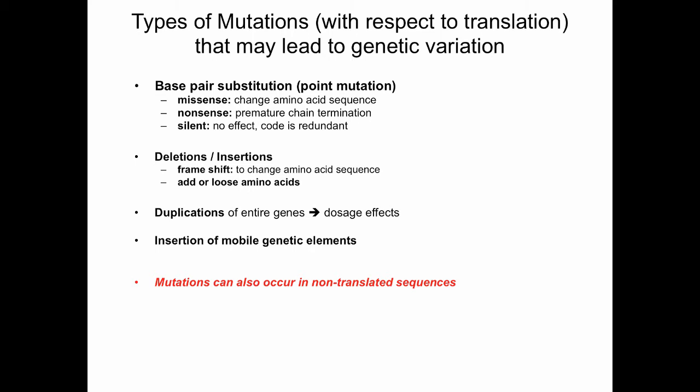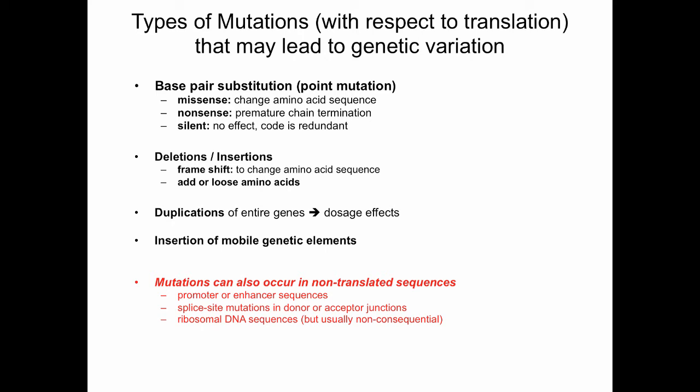You talk about duplications of entire genes, and that might lead to dosage effects. You've of course talked about insertion of mobile genetic elements, and you've also talked about mutations that might occur in non-translated sequences. So perhaps there are mutations in promoter or enhancer sequences that relate to how genes are expressed. You've talked about splice site mutations, especially in donor or acceptor junctions. And you may talk about mutations in ribosomal DNA sequences. These are usually non-consequential because the ribosomal genes are middle repetitive genes. In other words, they're redundant.